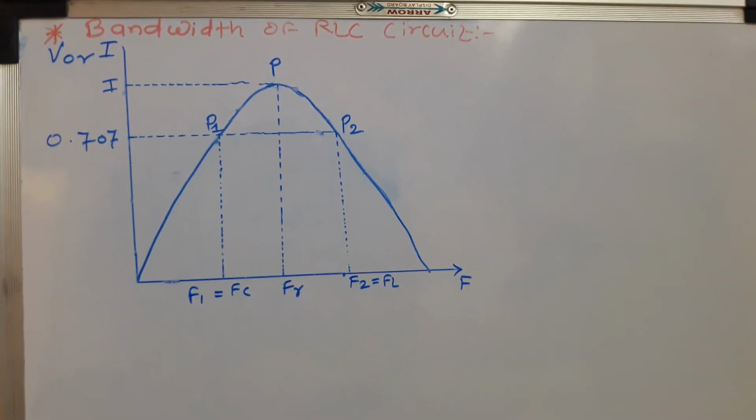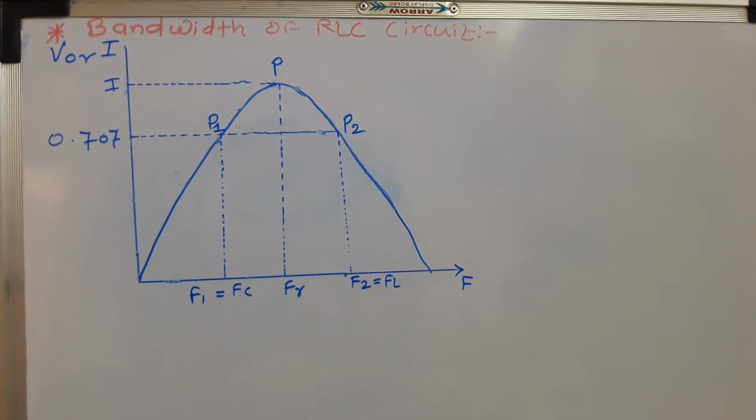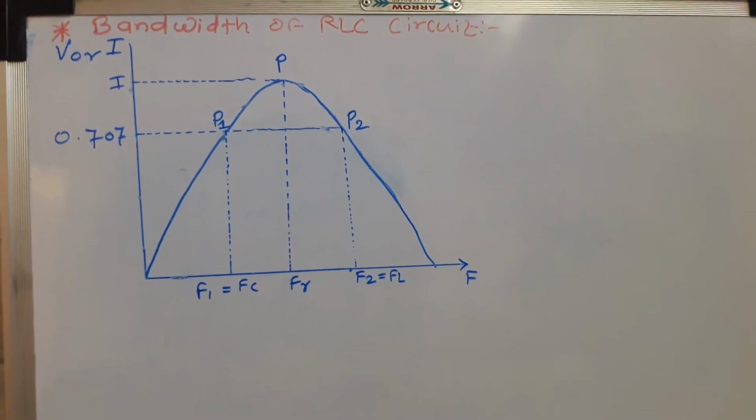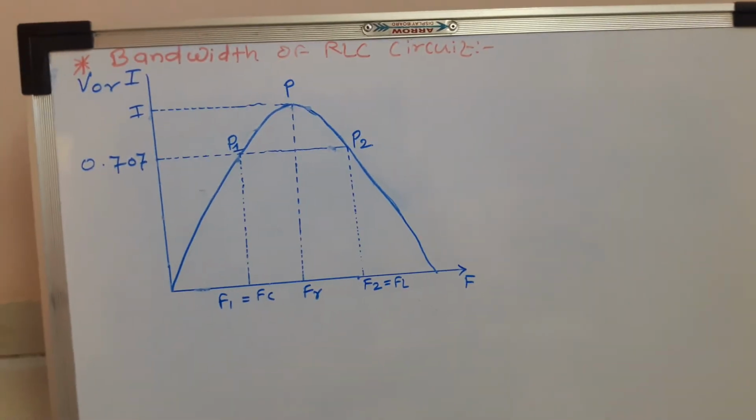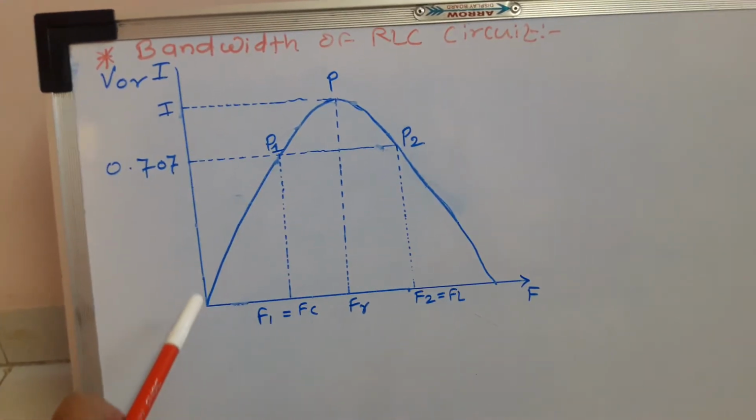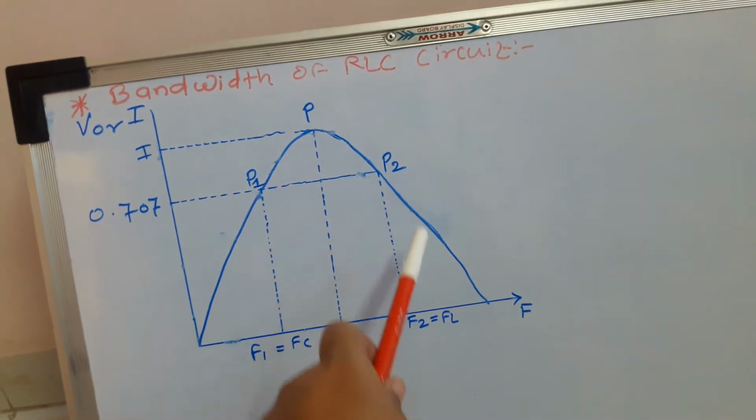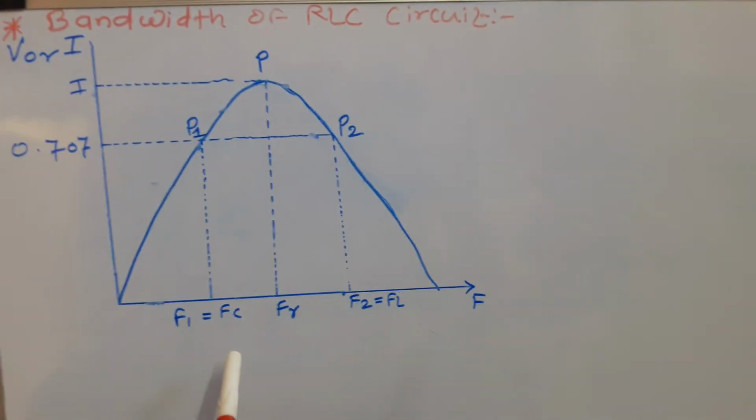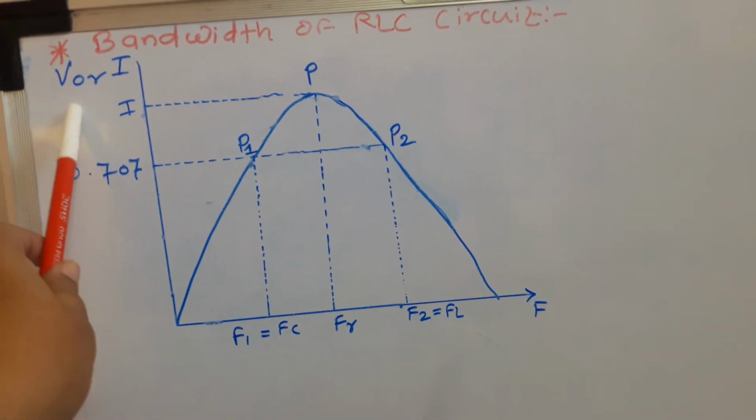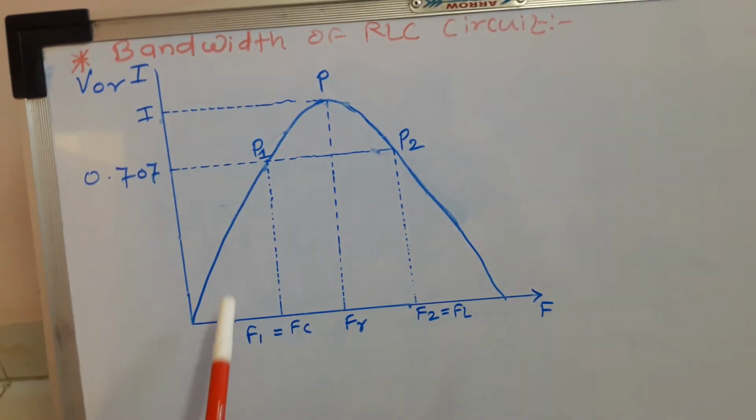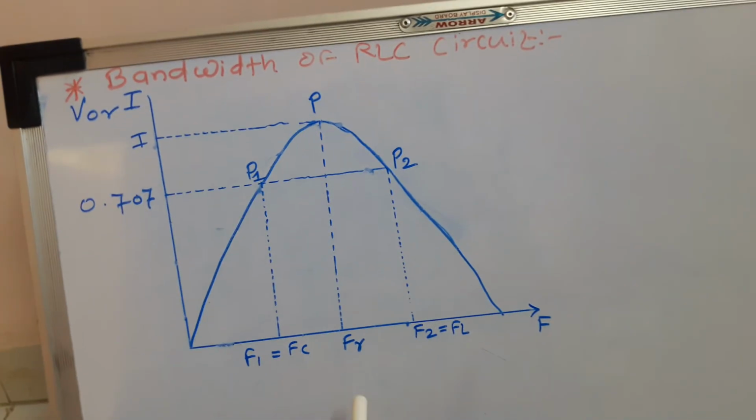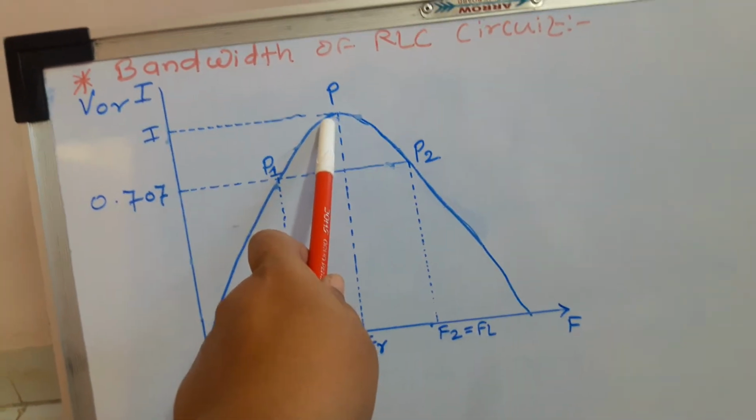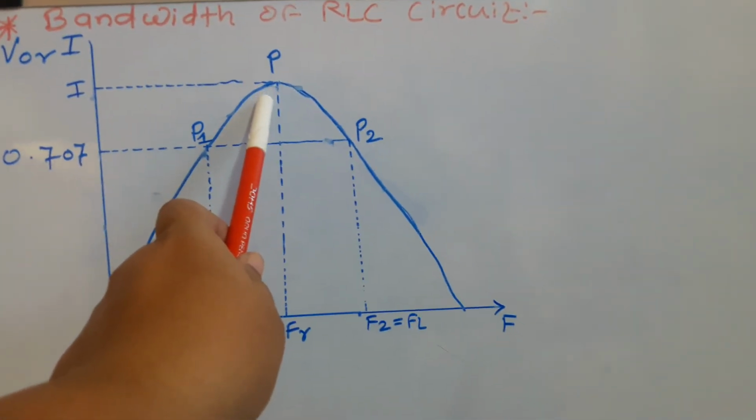Refer to the figure. The figure shows the response of a series RLC circuit. This is the shape of current or voltage with respect to frequency. As frequency changes, the resultant voltage or current in the circuit has this kind of shape. At resonant frequency Fr, it achieves its maximum value, which is indicated by point P.